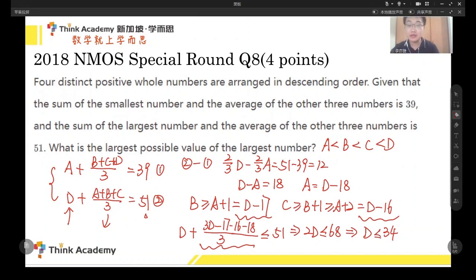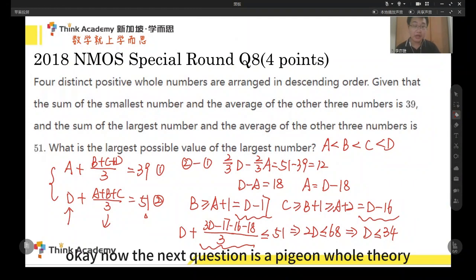And now we find D should not be greater than 34, so the largest value for D is just 34 here, right? Now, this is the 2018 question. Not that difficult, but not that easy. So we should firstly find the difference between A and D, and then it's the extreme sort. We make B and C as small as possible, just A plus 1 and A plus 2, and then get the answer.